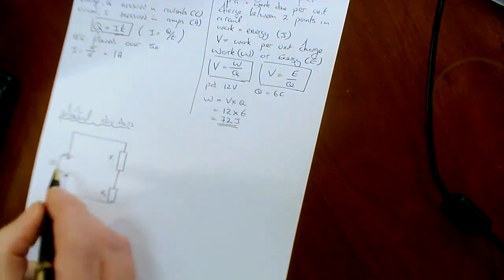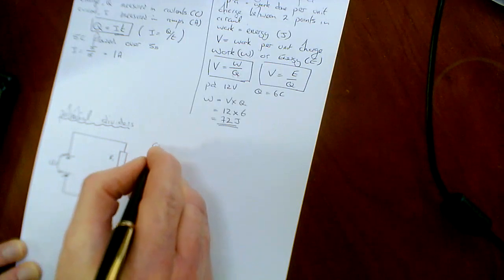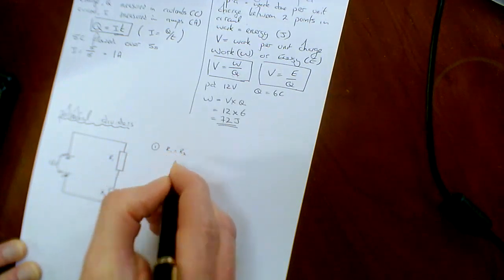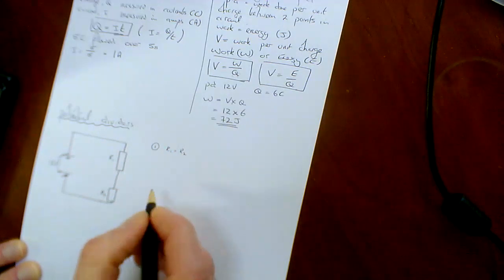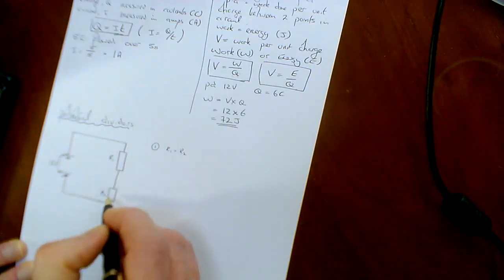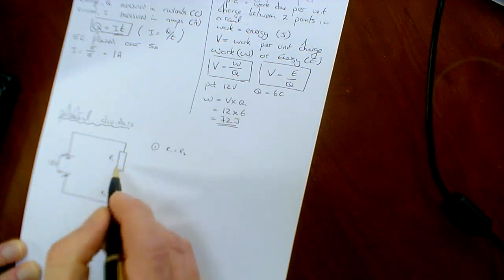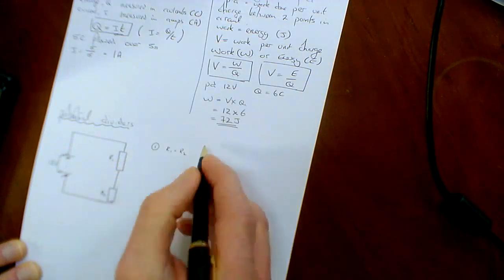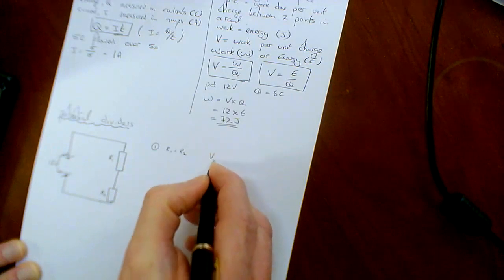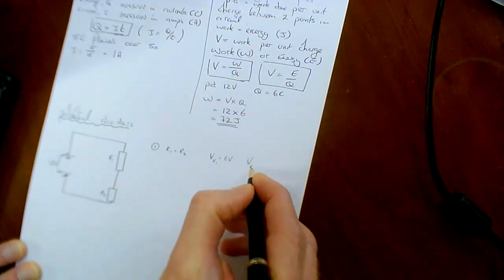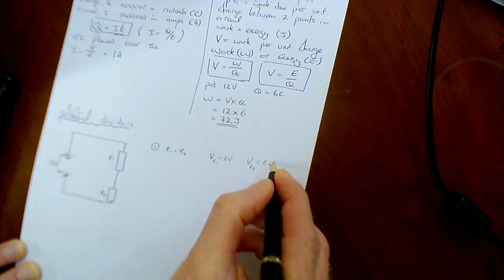So if we had scenario 1, R1 and R2 are the same, well then half of the potential difference will be dropped across R1 and half of it across R2 because they're equally difficult to get through. So the PD across R1 will be 6 volts and the PD across R2 will be 6 volts.